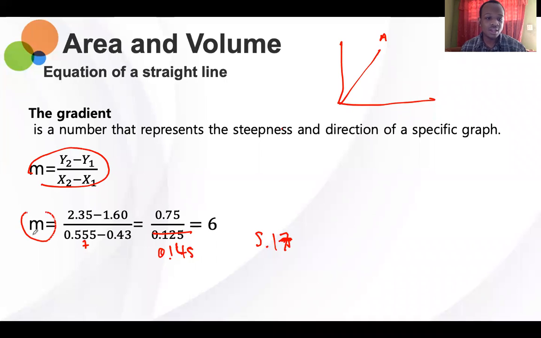So we have now calculated our gradient, right? All right. Let me hear a yes, sir, or no, sir. You want me to go over it again?